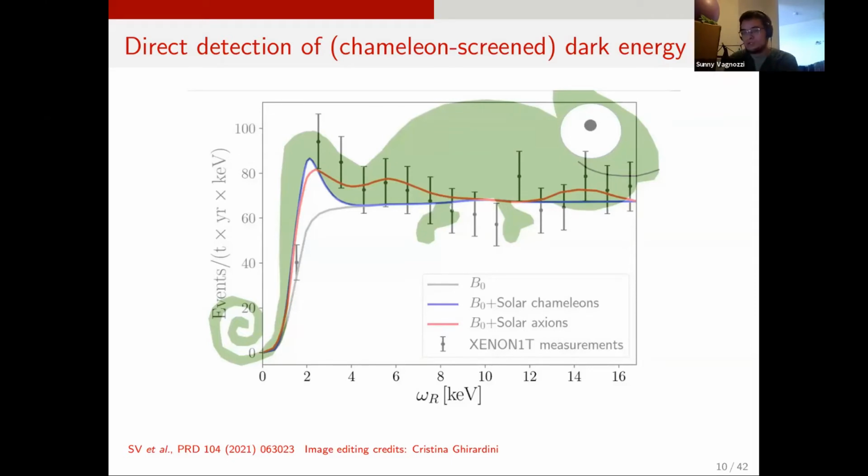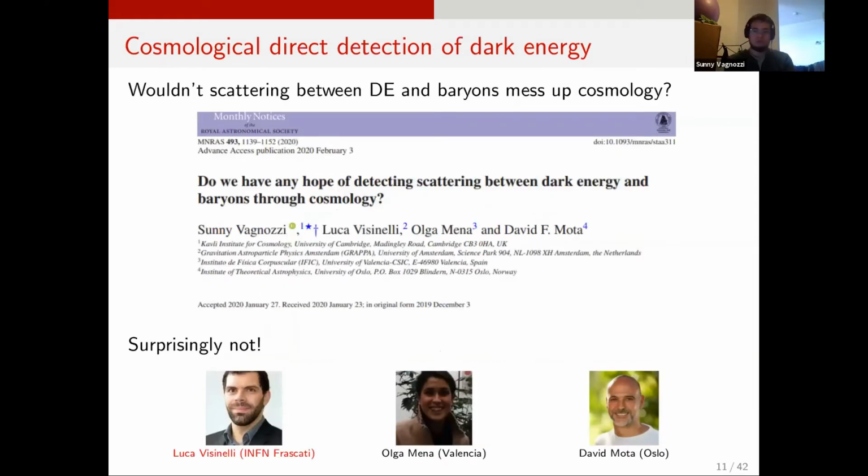So one relevant question is, if dark energy and visible matter talk to each other, if they scatter with each other with a rather large cross-section, what do we expect to see in cosmology? This is a question we asked ourselves about 2 years ago in this paper with Luca Visinelli, Olga Mena, and David Mota. The answer is that, surprisingly, even if dark energy and ordinary matter scatter with each other with a large cross-section, at least on large linear scales, you won't see anything.